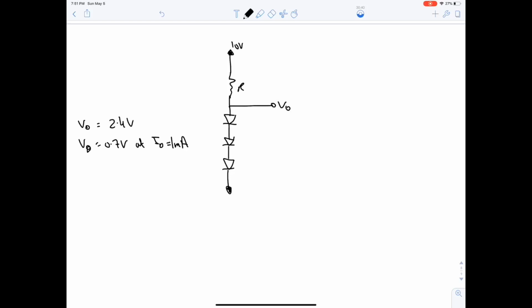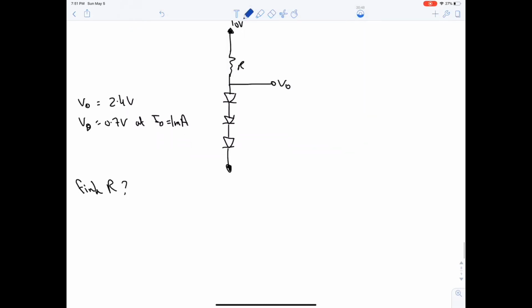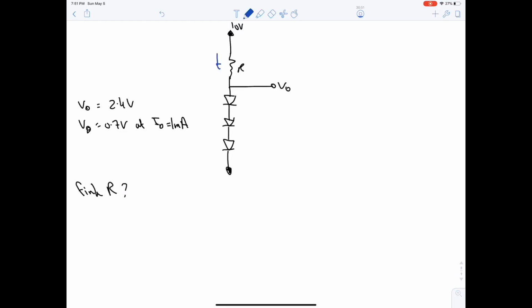Okay, and the question says design. Now whenever they say design, then we have to find R. If the question says find R, then you have to think Ohm's law directly. Now R is equal to what? It's equal to 10 minus V naught divided by I. What is the relationship between I and ID? They are equal, right? Because there's no use of this, it's just a pointer. So I is equal to ID. And how do we calculate ID? Through this equation, IS e to the VD over VT.